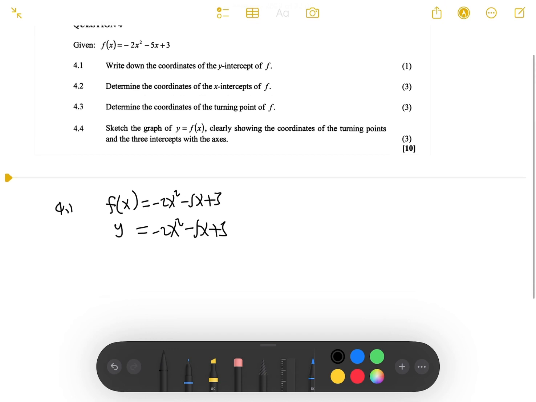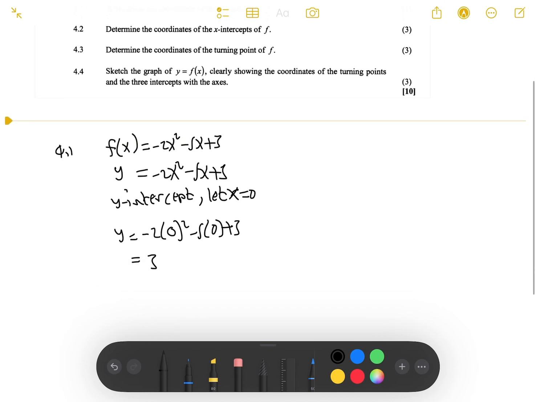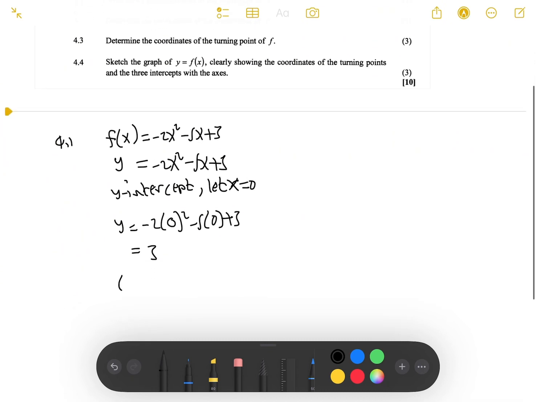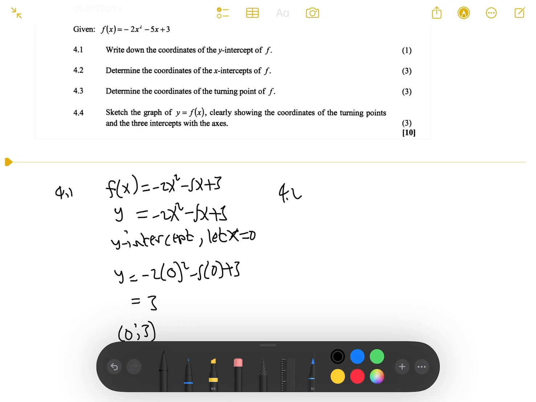As I've just said, we get the y-intercept where x equals 0. So let x equal 0. From there we get y equals negative 2 times 0 squared minus 5 times 0 plus 3. Okay, this gives us 3. But the coordinates of the y-intercept themselves are basically (0, 3), right? It's not just 3.